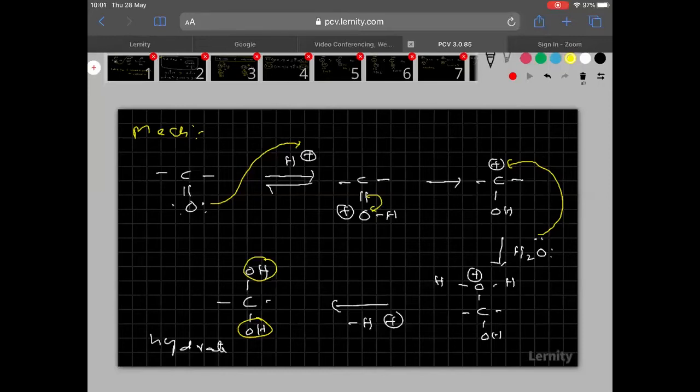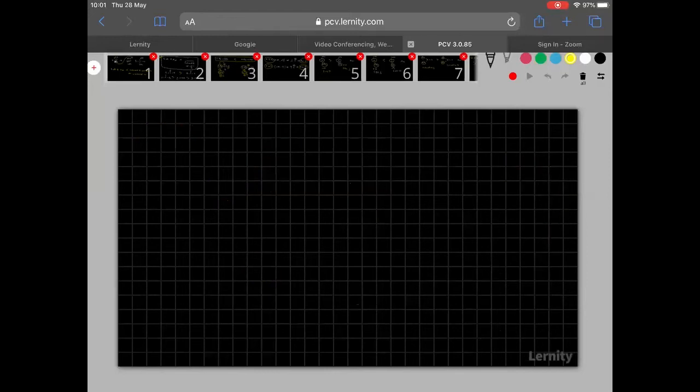Some hydrates are there, they are stable. What is the reason for their stability? Everything we are going to see if you complete the mechanism. Clear? So now in the next slide, I am taking some stable hydrates.